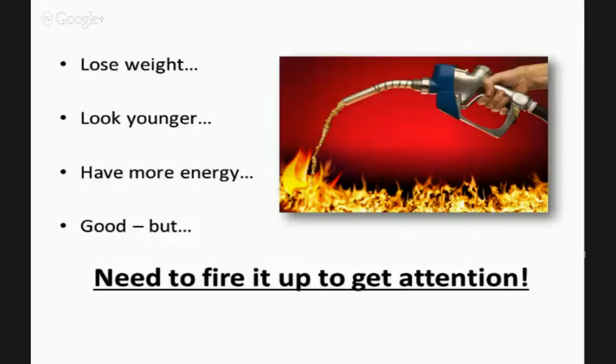How often in a day do you hear someone say something like, "This is the way to lose weight," or "This is the way, the real keys to looking younger. This is the path to having more energy." Although those messages are effective because at least they're focusing on benefits, they do start to blend in, and we start to tune them out. We hear the same thing all day long and we stop paying attention.